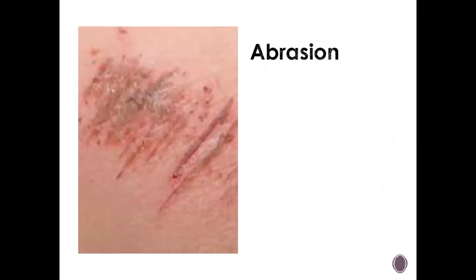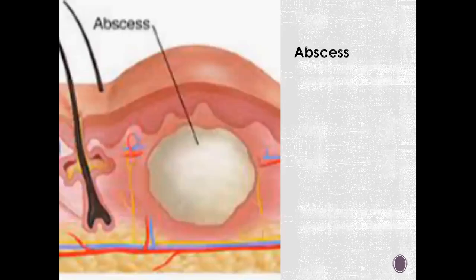So the first one we're going to look at is an abrasion. An abrasion is a superficial layer of skin wound. It's usually unintentional, but it may be performed intentionally for cosmetic purposes, like to smooth the surface of the skin. And we have our abscess. This is a localized collection of pus resulting from an invasion of bacteria or other pathogens. It needs to be opened and drained to heal.